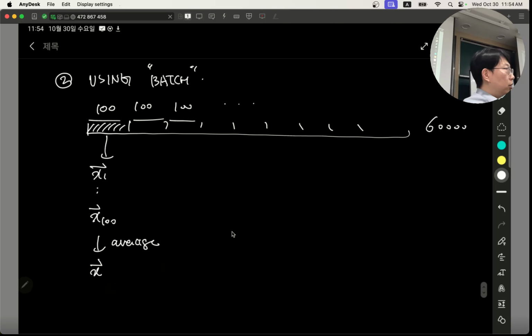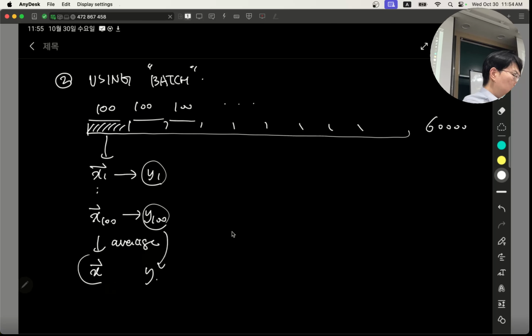And then use this as your input, and use this as your model, in place of x. And how about the output? How about the label? Each image is labeled, so y1 to y100. You also average out these numbers and you get y. And then use these to train your model.